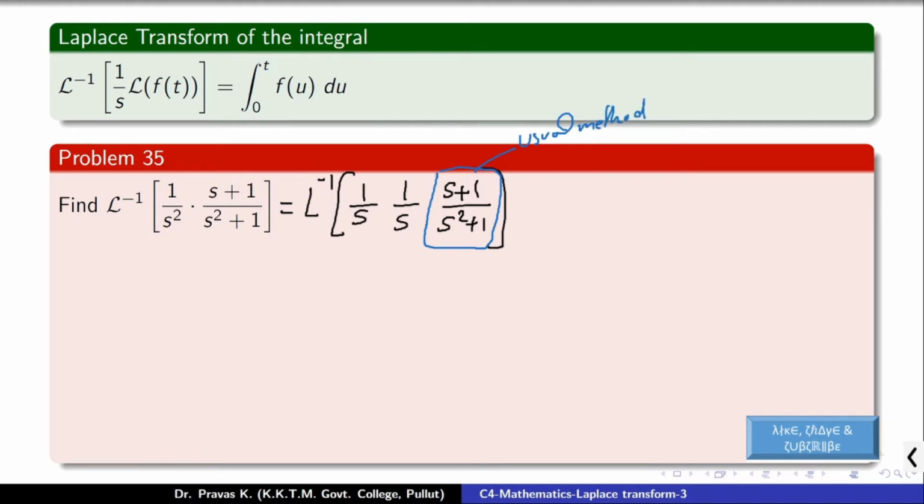We first find the inverse Laplace transform of s plus 1 by s square plus 1 by our usual method, and then this 1 by s into s plus 1 by s square plus 1 by this integration technique, and again since we have one more 1 by s as the prefix, we will find that answer by the technique of integration. Now starting with the s plus 1 by s square plus 1, let us calculate L inverse of s plus 1 by s square plus 1.